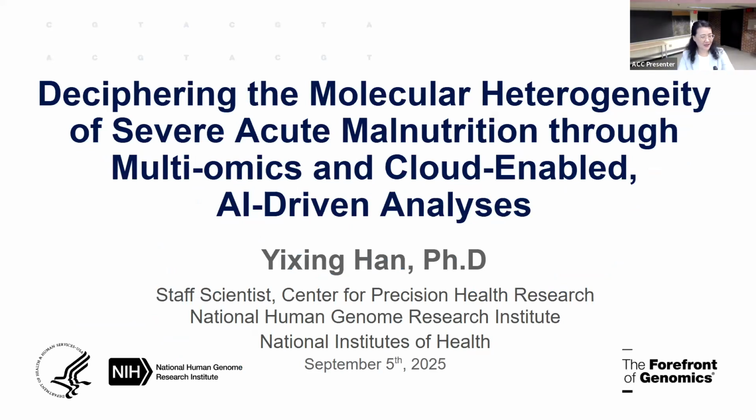Good morning, everyone. I'm Yixing Han from NHGRI, the Center for Precision Health Research. Our group is focusing on complex childhood diseases. We are trying to use genomic approaches to understand those complex diseases. So today, I'm so honored and happy to share with you one of our projects focused on severe acute malnutrition, used across AnVIL and the Terra system.